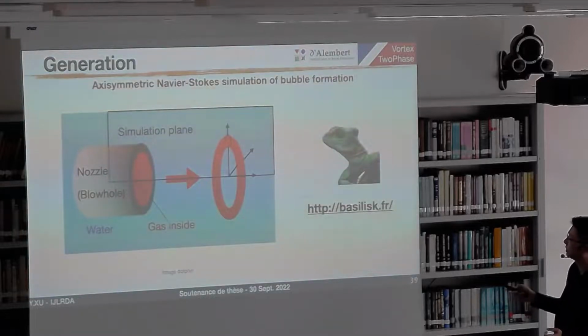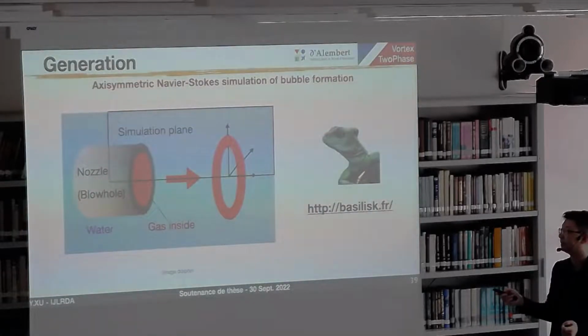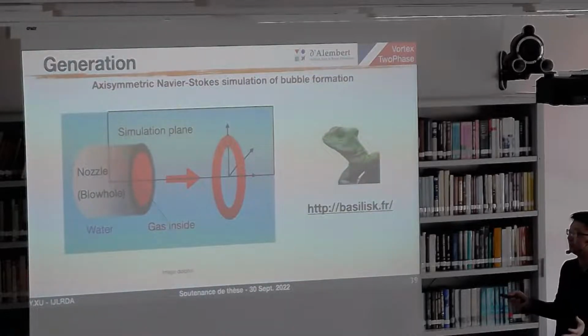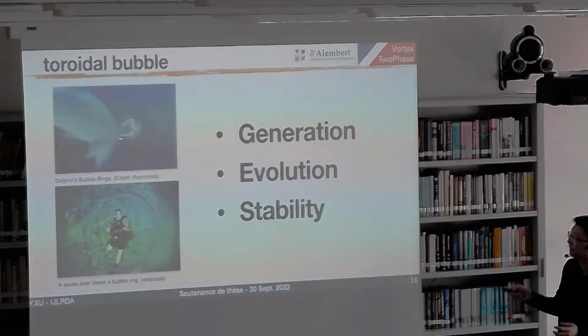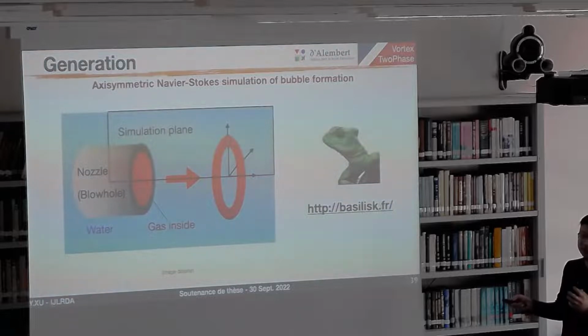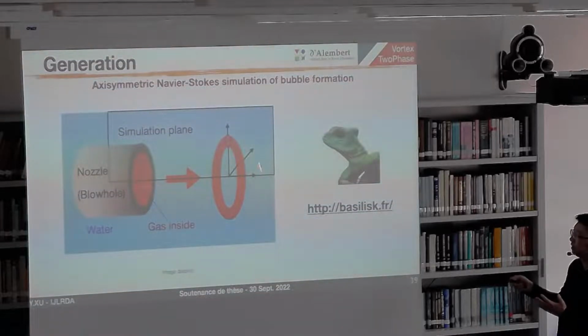We use the code Basilisk, which is developed in our group, to run the simulation. We assume the dynamics is simply axisymmetric. We use a nozzle to generate the blowhole of the bubble. As you can see, this is the type of structure here. We put the gas initially inside the nozzle in a water environment. We then push the gas outside, ideally to form a tornado shape afterwards.